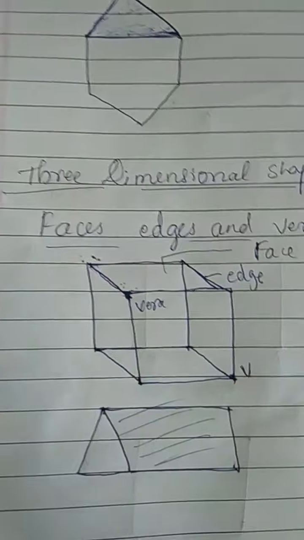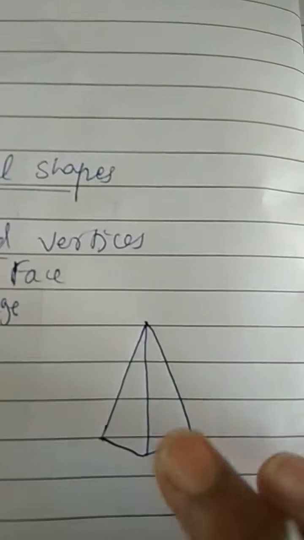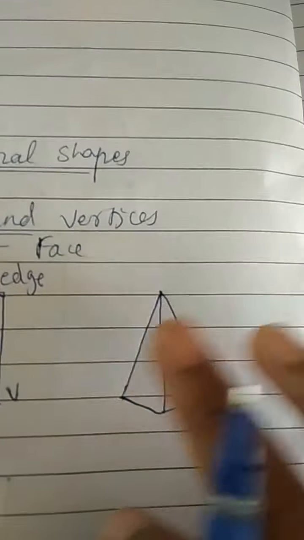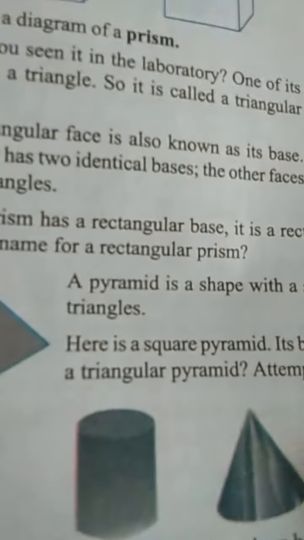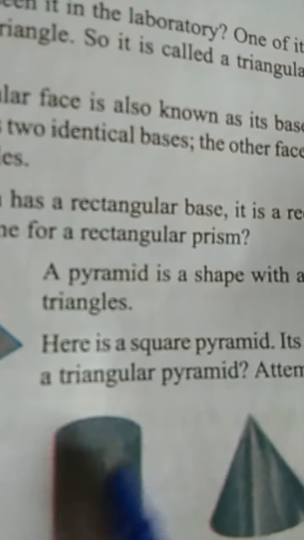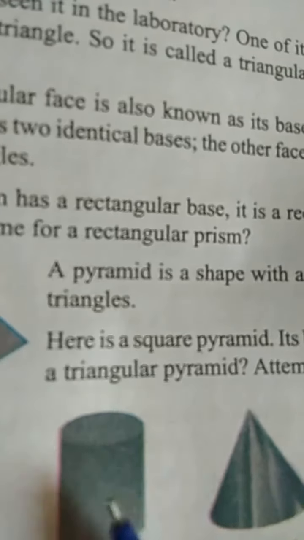Understand? One more, pyramid. A pyramid is a shape with a single base. The other faces are triangles. Here, observe these shapes. Here is a square pyramid. Its base is square. This and a triangular pyramid. Sphere, the cylinder, the cone: the sphere has no straight edges, cone has no edges, cylinder has two bases. Yes, these are three-dimensional shapes.